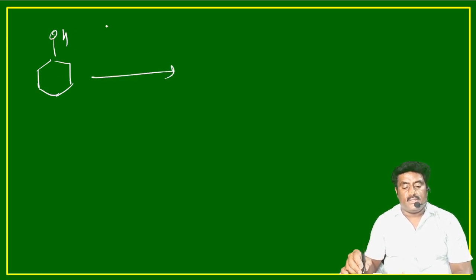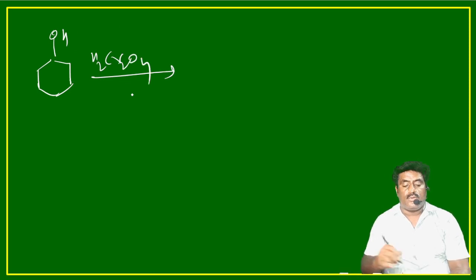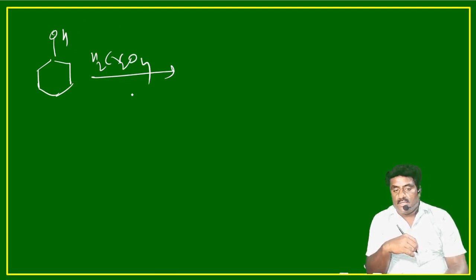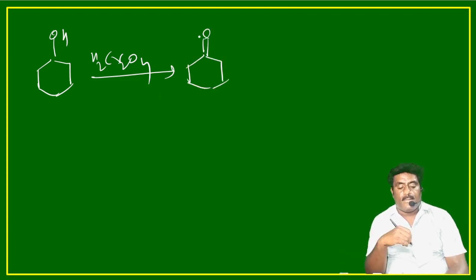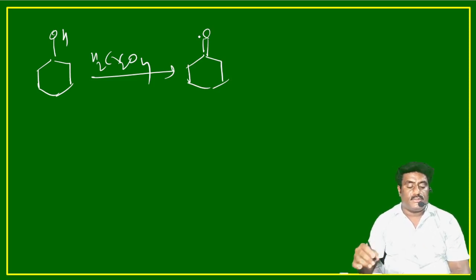Next, let's take an example. The oxidizing agent is chromic acid, H2CrO4. Chromic acid, what does it form? Ketone. Yes.